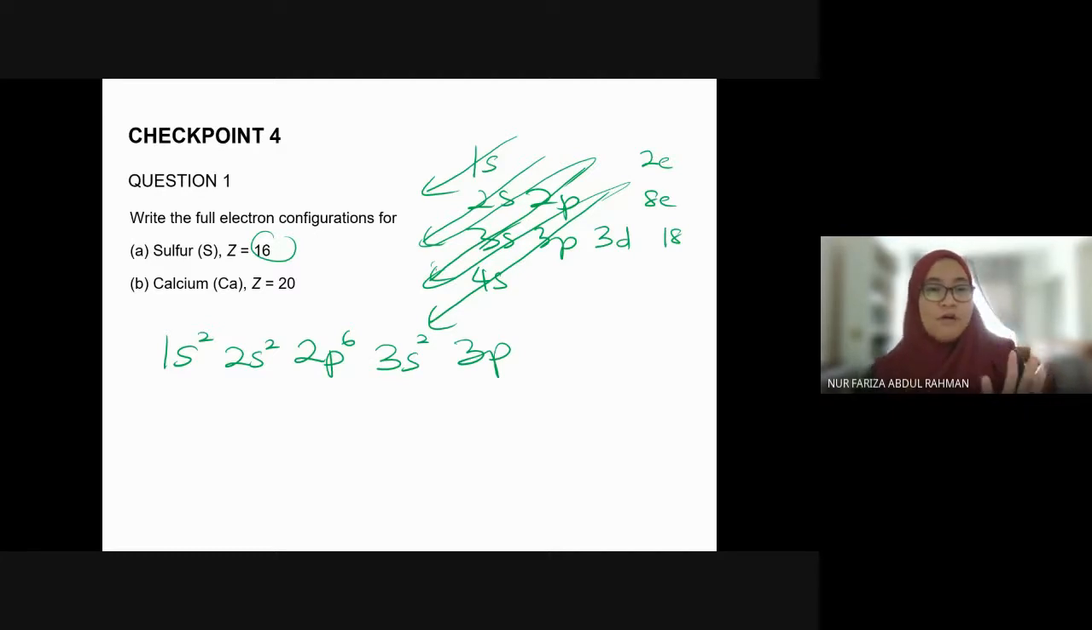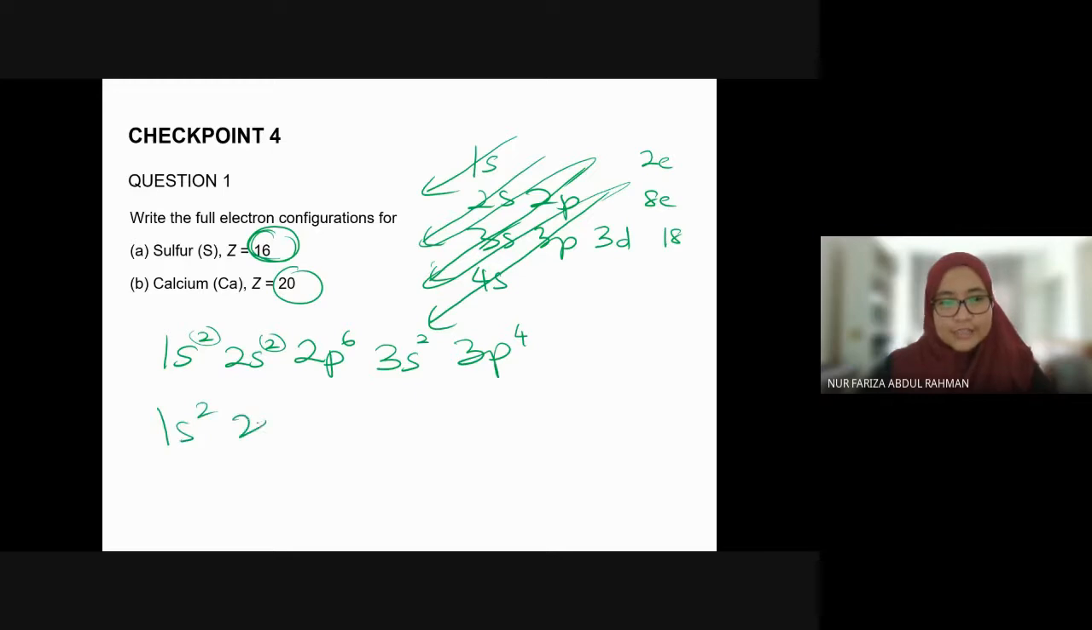Alright, so kalau penuh, p can accommodate 6 electron. But what we want is for another 10, 11, 12. 4 more. Okay, for 4 more electron. So here should be 4. Kira always recount your electron number. So 2, 4 plus 6 is 10, 10 plus 4 plus 2, okay, 16. Mesti sama dengan given value. So this would be the full electron configuration for sulfur. Okay, for calcium 20 kan, ada tambahan 4 elektron kat situ. So bolehlah pakai yang atas tu.